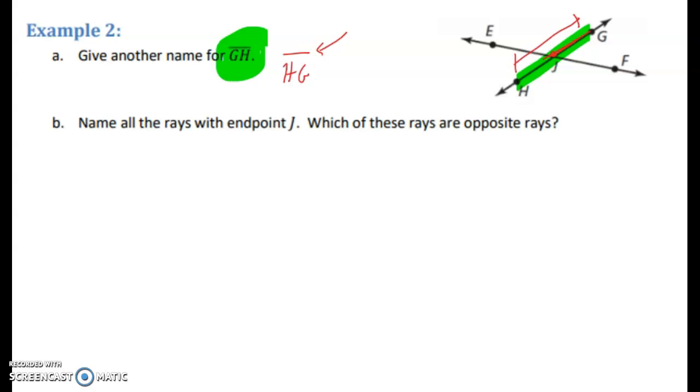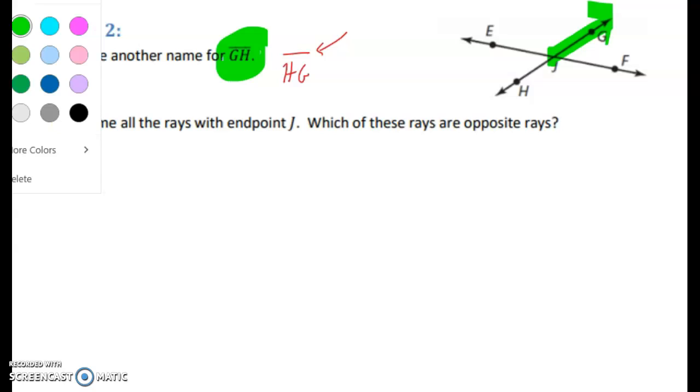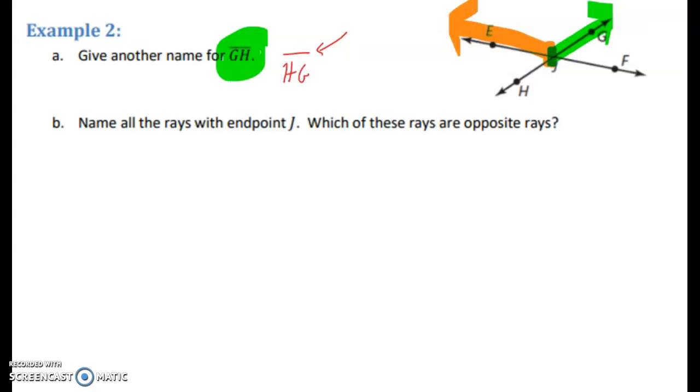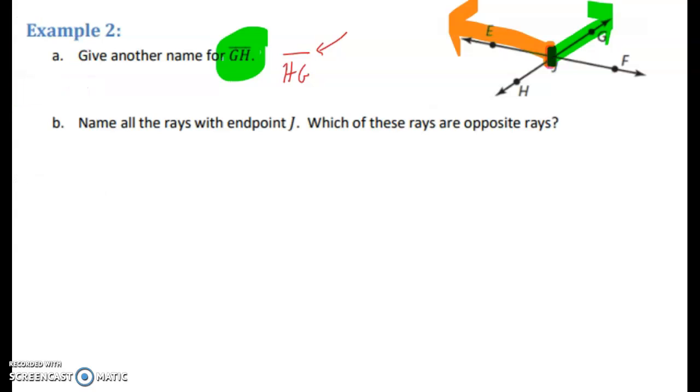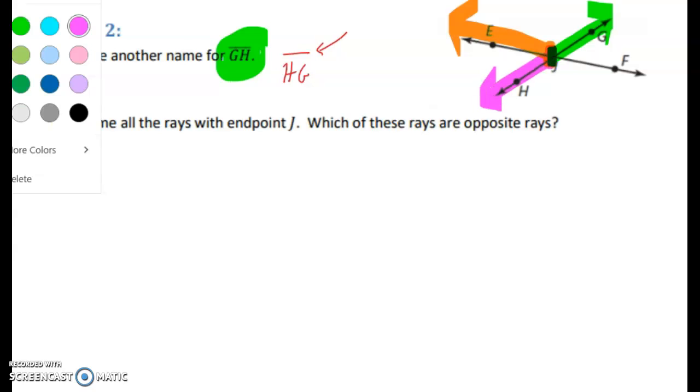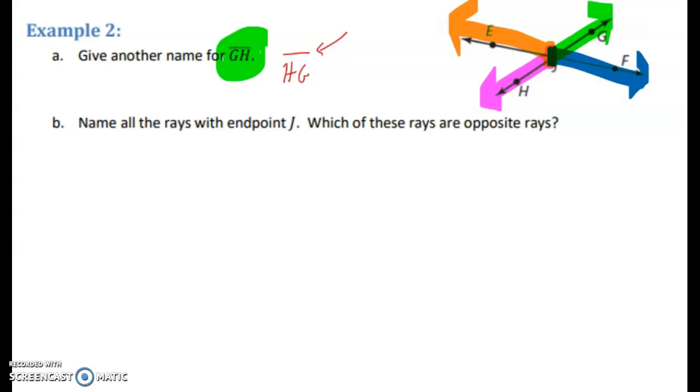So now name all the rays with endpoint J. So that also is a little bit trickier. Let me just go ahead and highlight them, and then I'm going to have you try to do it. So J's right here. So there's one ray going that way. Go and just put an arrow on it. I will switch colors. There's one ray going that way. A third ray starting at J and going that way. And a fourth ray starting at J and going this way. So see if you can name all four rays.